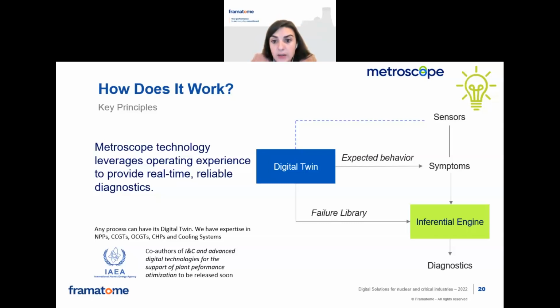So in the digital twin, we use as well a failure library that is simulating the failure or the fault and computing their impacts over all parameters. In a few seconds of calculation, Microscope uses an inferential engine, which is studying every possible scenario within the failure library to find, through a probabilistic approach, the best combination of faults to explain existing symptoms. This is the last phase, the diagnostics phase.